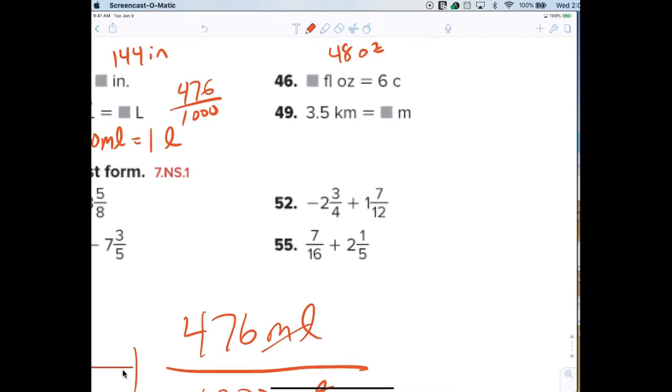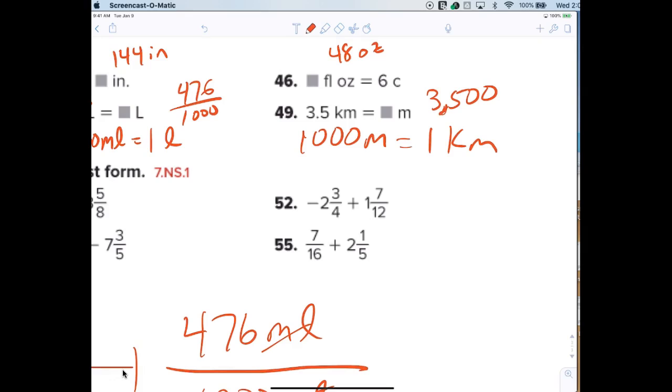Last one for me. Kilometer and meter. What's the relationship between a kilometer and a meter? Come on. Tell me. Yes, 1,000. 1,000 meters is 1 kilometer. All right? So if I have 3.5 kilometers, I'm going to have how many meters? Thank you, sir. That's a good job. 3,500.